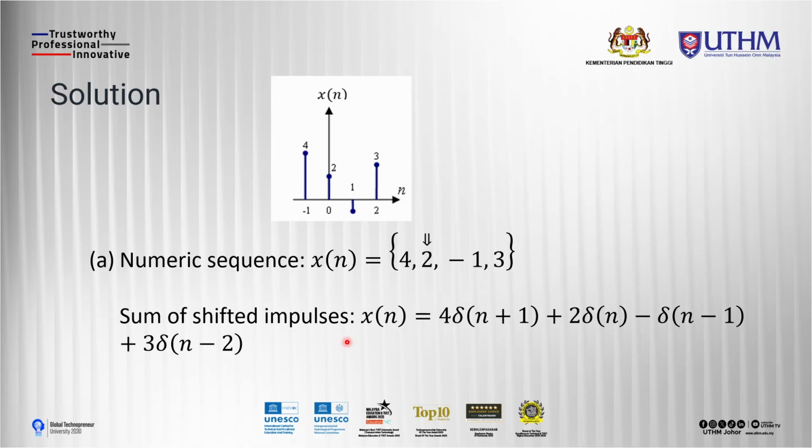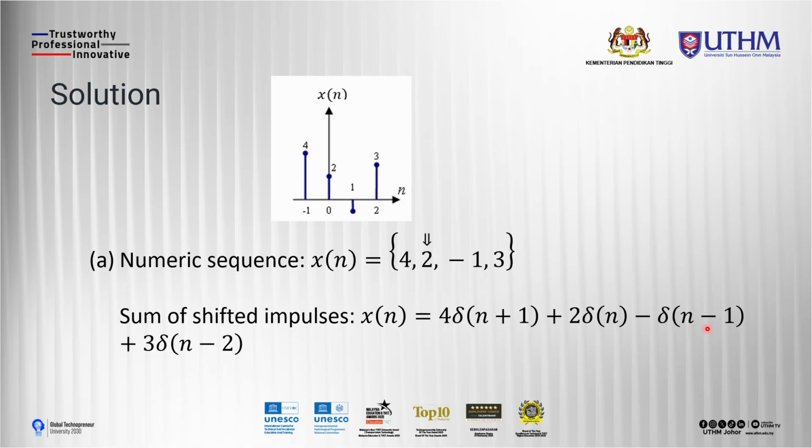So x[n] equals, the first value is 4. So the amplitude is 4, 4 delta[n+1]. This n plus 1 is the location, which means that n plus 1 equals 0, n equals -1. So the location is at -1. And then what about the 2 here? 2 is at 0, so delta[n] only, because n equals 0. And then when the location is 1, delta[n-1].